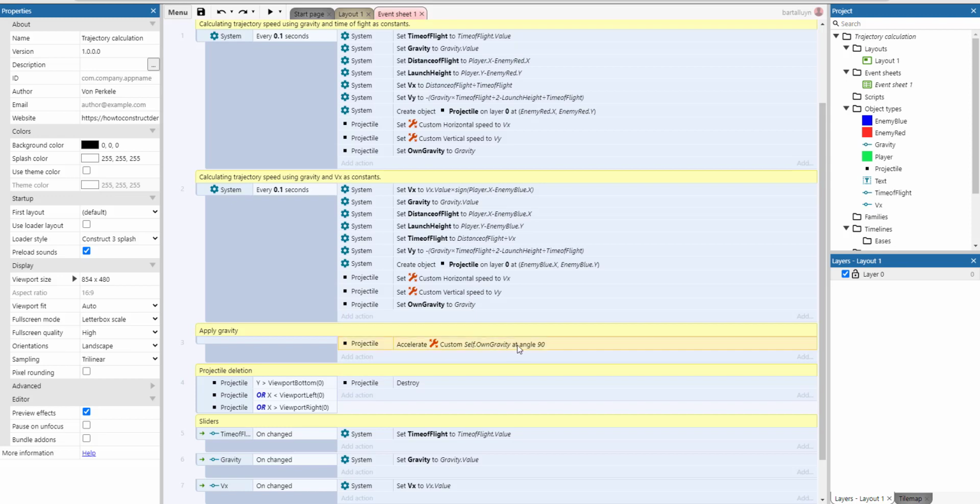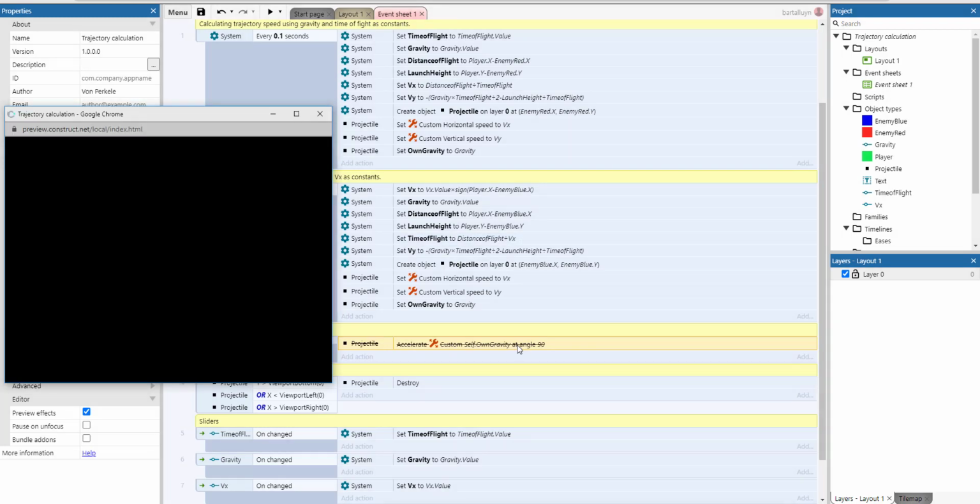And we apply the acceleration based on that gravity at an angle of 90 degrees. So as you know, in Construct, 0 degrees means towards the right, 90 degrees means towards the bottom, 270 means up, and stuff like that. So we're going downwards, so we need to apply the acceleration downwards at an angle of 90 degrees. And that's very important, because let's just do an experiment and comment that out and see what the result is.